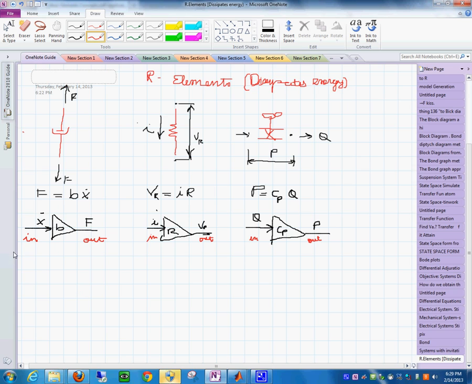Now, I am going to propose a different notation that would have the same information, but would allow us to use this automated approach. So what I'm going to say is that I can have this R element like this, and the output of the R element in this case is the effort. So this is F over here, and this is X dot.